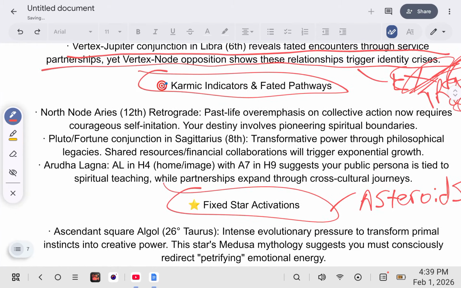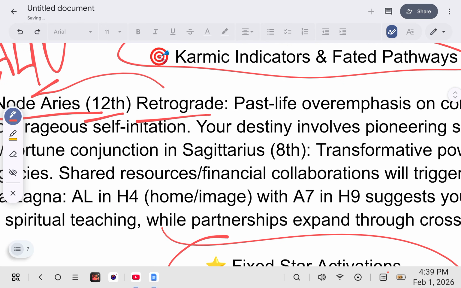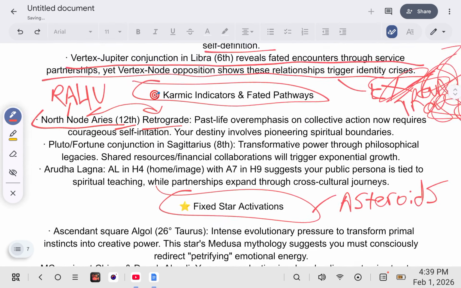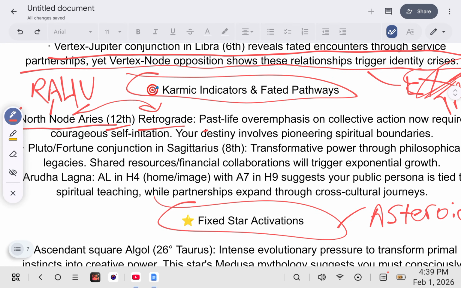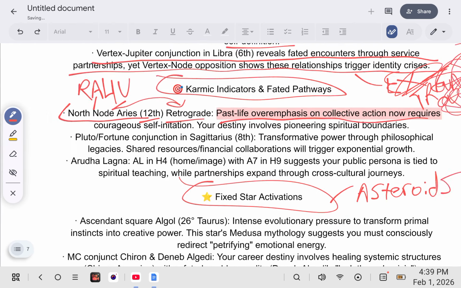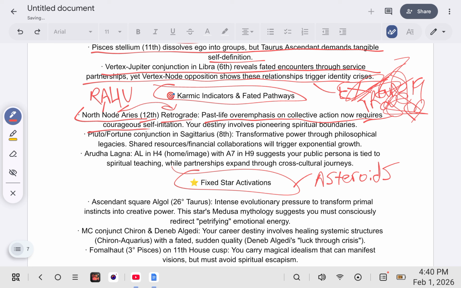But karmic indicators and fated pathways. Rahu in Aries in the 12th house, retrograde, because of course with the nodes, they're usually retrograde. If they're direct, brace yourself. So past life overemphasis on collective action now requires courageous self-initiation. Your destiny, or my destiny, if you have this placement too, you probably also have it, involves pioneering spiritual boundaries with Aries in the 12th house.